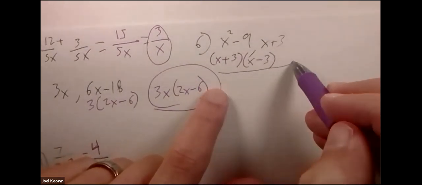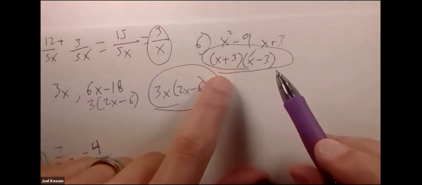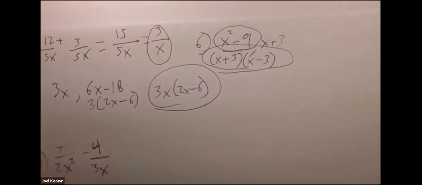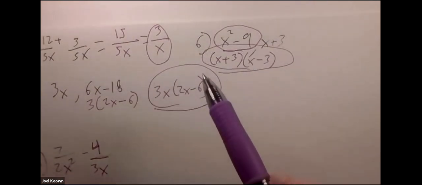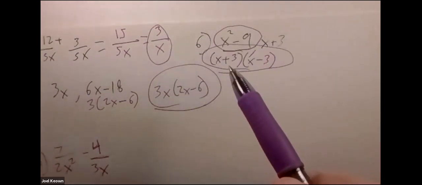So this is my common multiple because it includes the x plus 3, which means I really could have circled that, x squared minus 9, because they're the same thing. So that's my least common multiple. Okay? Goes back to what we talked about earlier, where sometimes one of the denominators is the common denominator.